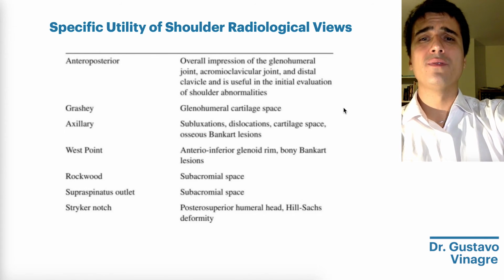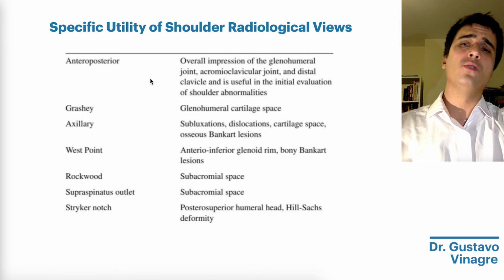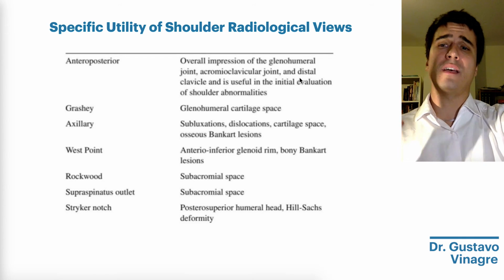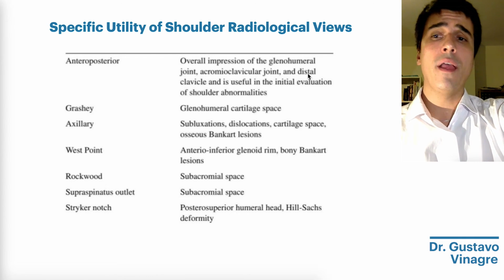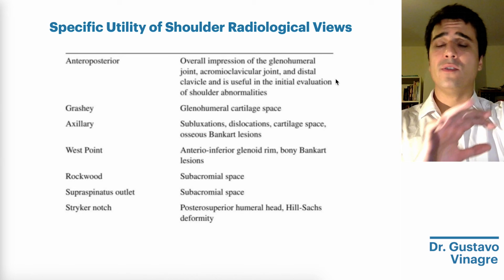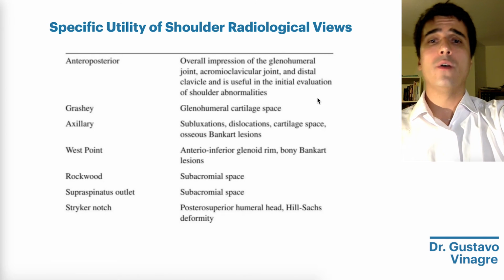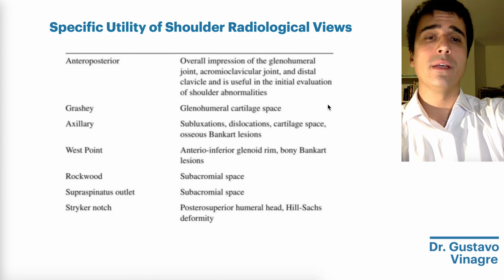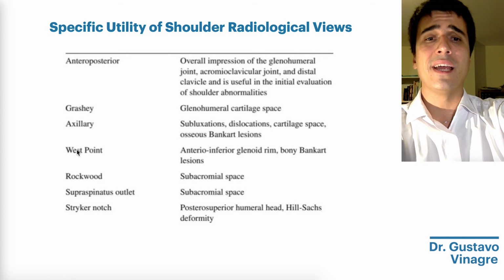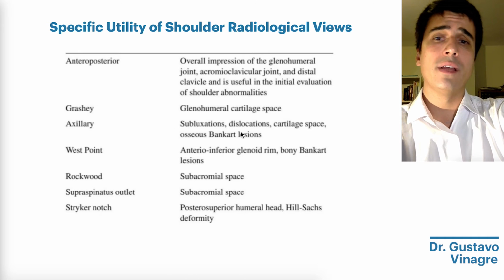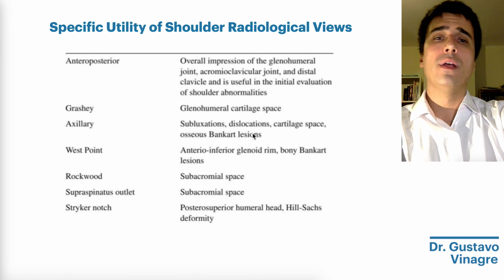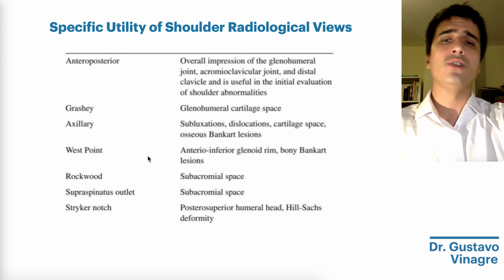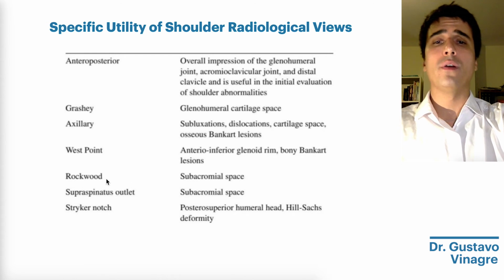When you want something specific, let's do some review of these radiological views. The AP view is the most common one, used when you want to get an overall impression of the shoulder. The Grashey or true AP view is to see the glenohumeral joint. When you do an axillary view, you want to see Bankart lesions and bony Bankart lesions, as well as the West Point view.